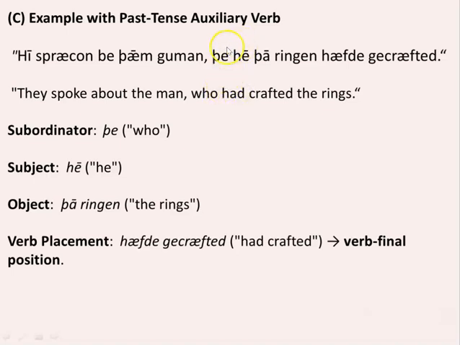Example with a past tense auxiliary verb: He saparakon betham gumen. The he tha ringen havde crafted. I spoke about the man who had crafted the ring. The subordinator is there, who. Subject he, object tha ringen, the ring. Verb placement: havde crafted, had crafted, verb final position.